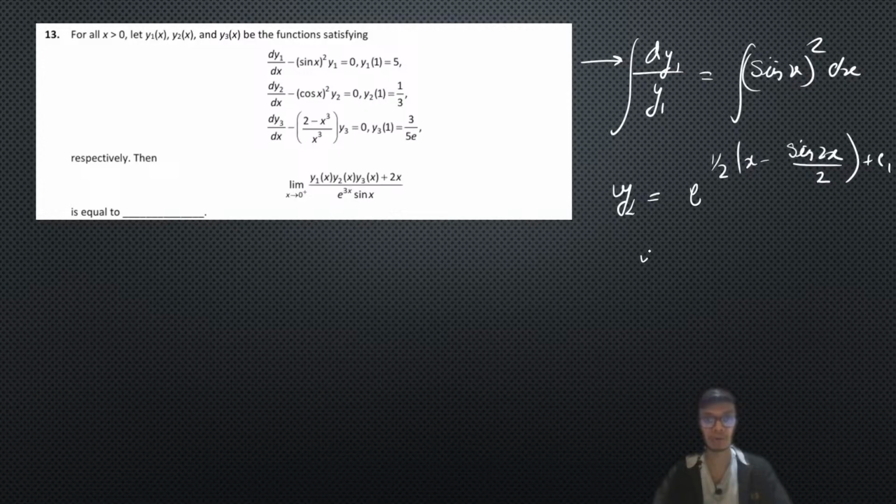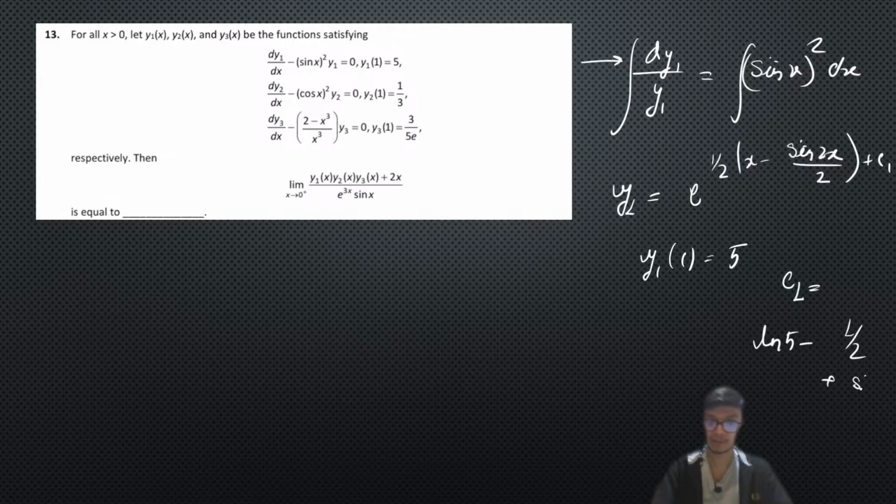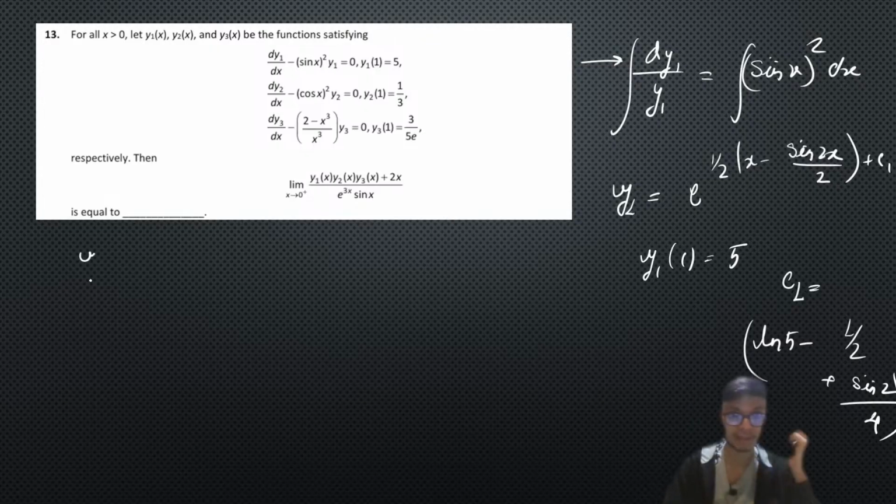Similarly, we have the value y1 of 1 equals 5 for getting the constant, and therefore the constant value is going to come out as natural log of 5 minus 1 by 2 plus sine 2 radians by 4. So you just have to go on doing this algebra and these calculations.